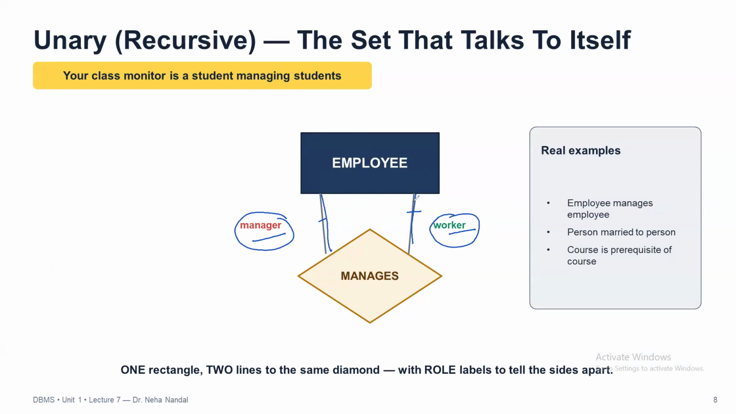Okay, so let's see. Suppose, closer to your home, your class monitor is a student who manages students. A course is a prerequisite of a course: DBMS requires data structures, both are courses. A person married to a person, one set talking to itself. These are all real-time examples that you can remember for unary relationships. This is also one of the viva questions that your examiner can ask, in which students sometimes get confused.